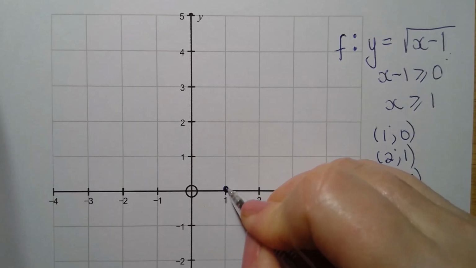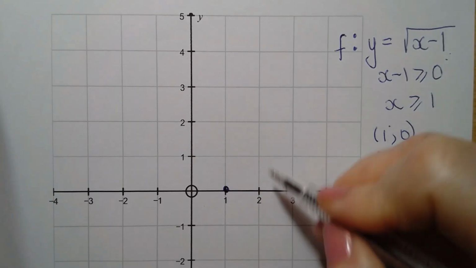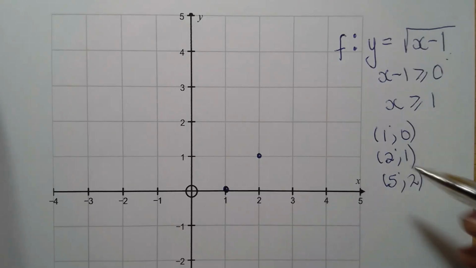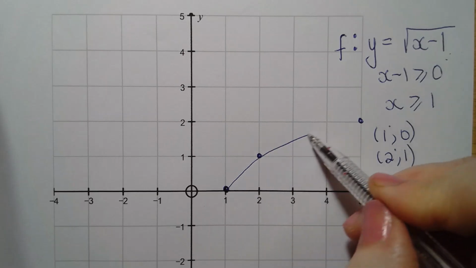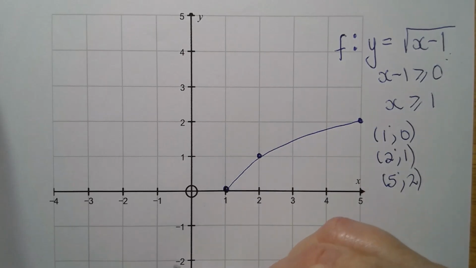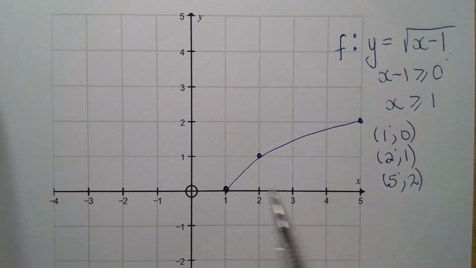Here's the point (1, 0). Here's the point (2, 1). And here's the point (5, 2). And so my graph would be looking like that. I can't go extending here because x has to be bigger than or equal to 1.